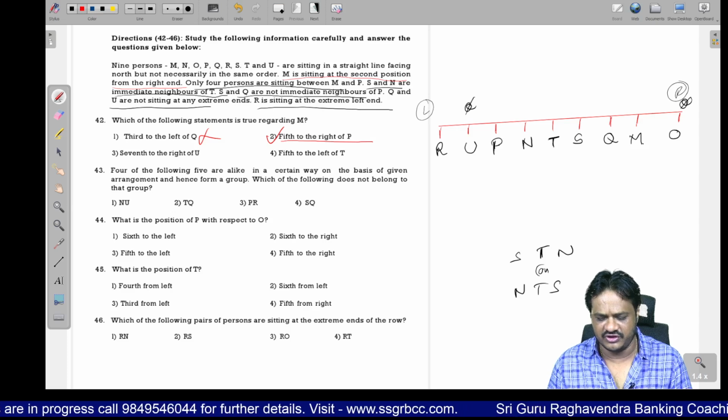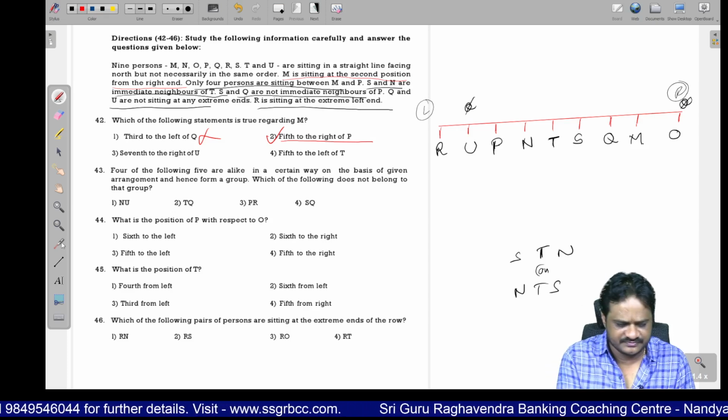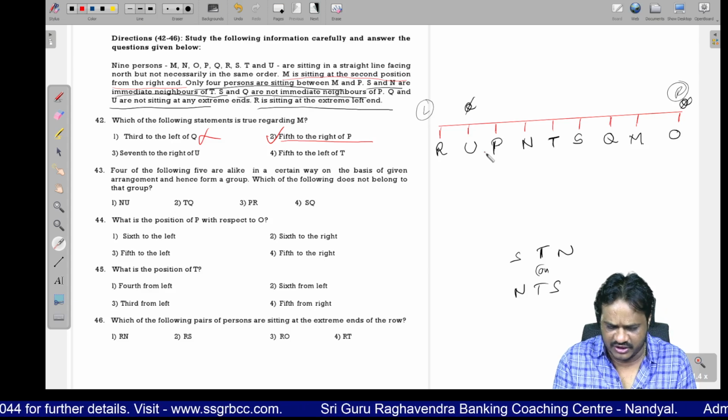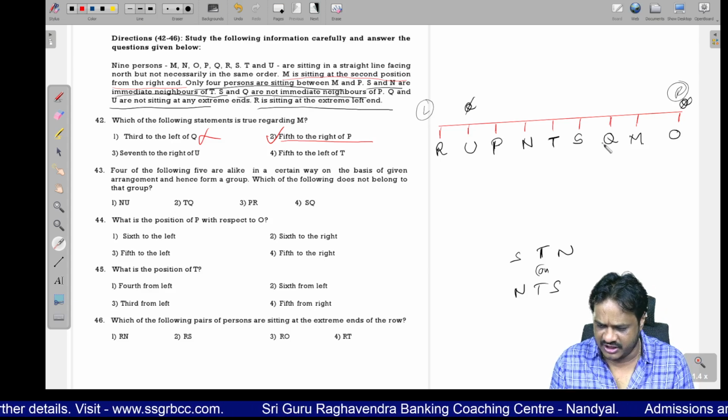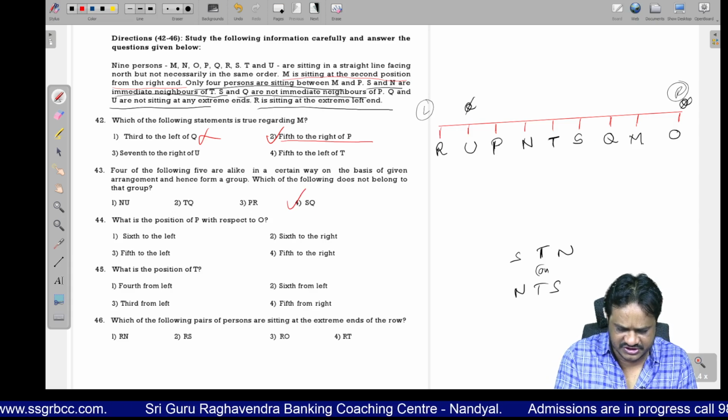Four of the following 5 are alike in a certain way and in some group. Which is the one that does not belong? N and U, one gap. T and Q, one gap. P and R, one gap. S and Q, there is no gap. So S and Q is the answer.